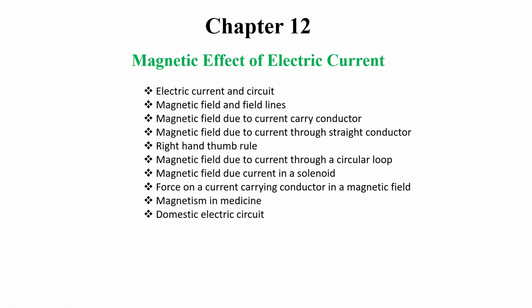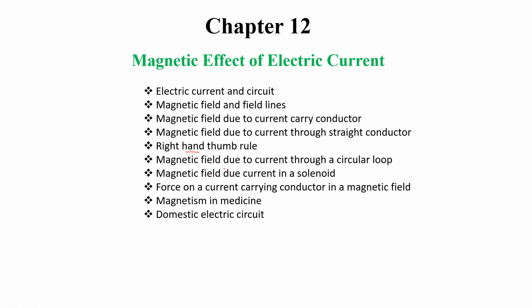We'll see a current carrying conductor that is a straight wire, and how we find the direction of the magnetic field or magnetic field lines. For that, we are going to use the right hand thumb rule. Then, if current flows through a circular loop, how do we get the magnetic field? Then we have another thing called solenoids. First we'll see what a solenoid is and how it makes the effect of a magnet.